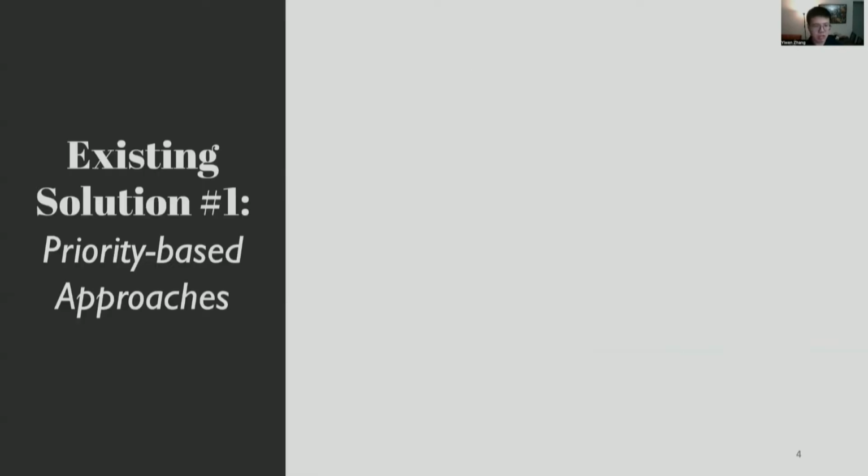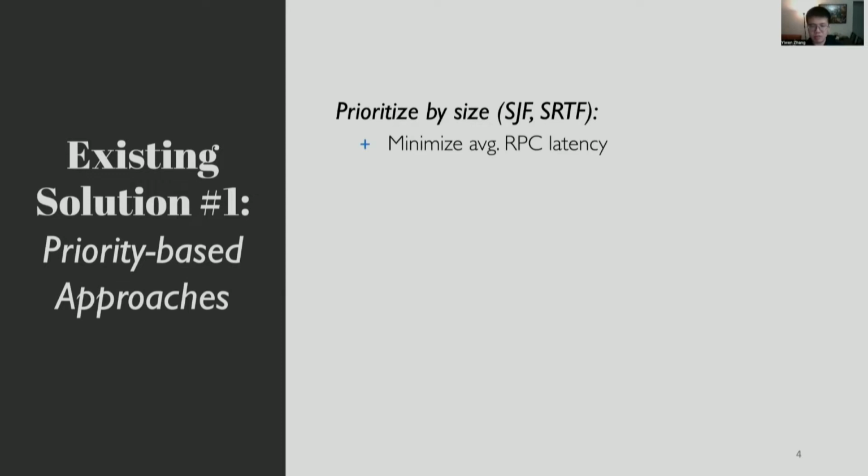One popular choice of handling traffic with different priorities is to use priority-based approaches. Size-based schemes such as shortest job first or shortest remaining time first are good at minimizing the average RPC latency. However, in our cluster, we find that RPC size is not fully correlated with RPC priorities. Using such schemes will prioritize short, unimportant RPCs over large, important RPCs. Moreover, these schemes are not readily deployable due to their hardware complexity.